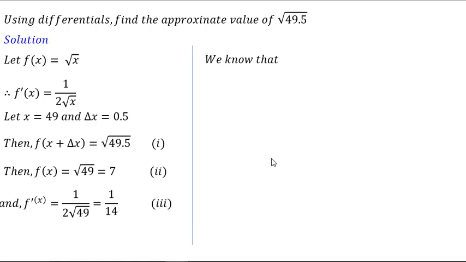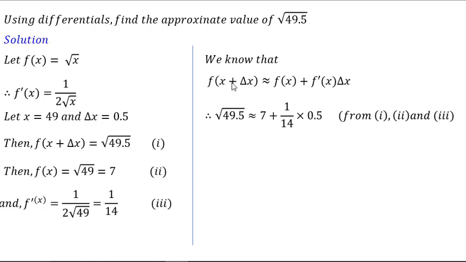Now we have just seen there is a formula that f of x plus delta x is approximately equal to f of x plus f dash x delta x. So in place of f of x plus delta x we can replace root 49.5. It is approximately equal to f of x, which is 7, plus f dash x delta x, that is 1 upon 14 into 0.5. Its calculation comes out to be 7.035. So you have seen how we have used this derivative to find the approximate value of root 49.5 when my delta x is relatively small as compared to x, right?